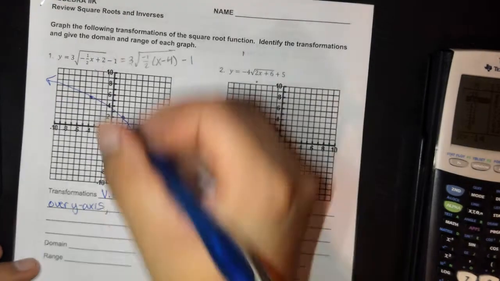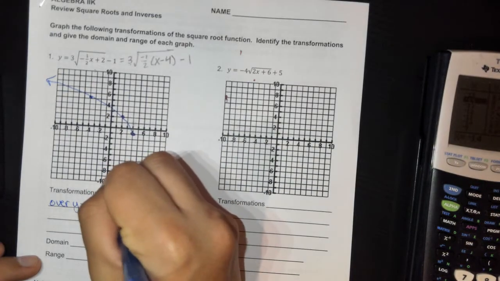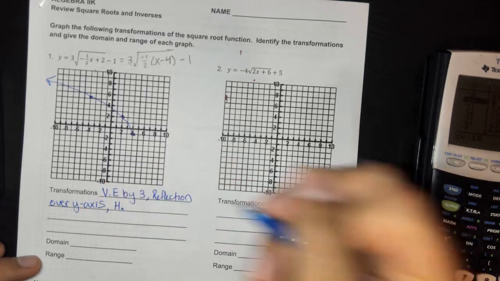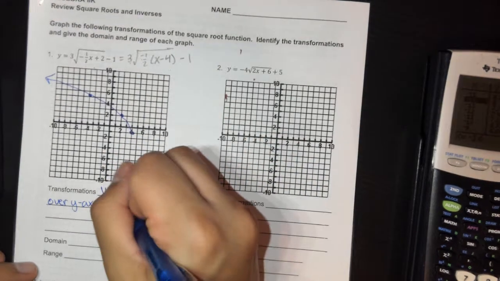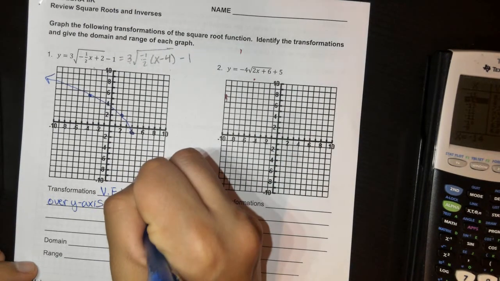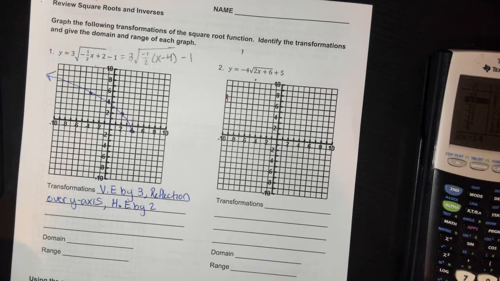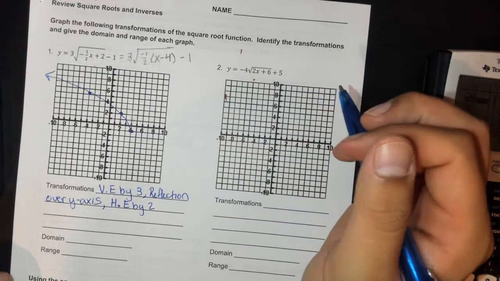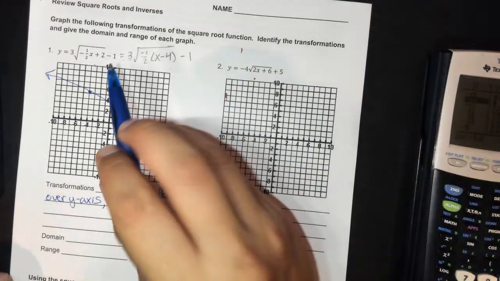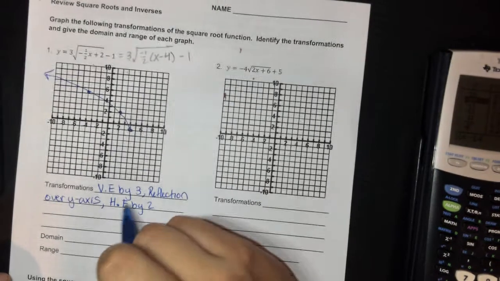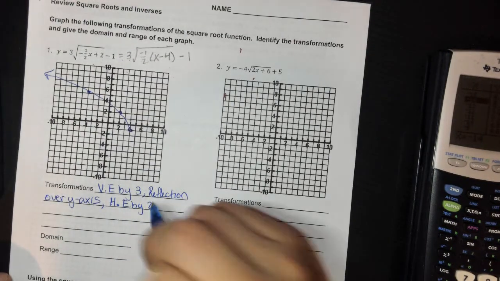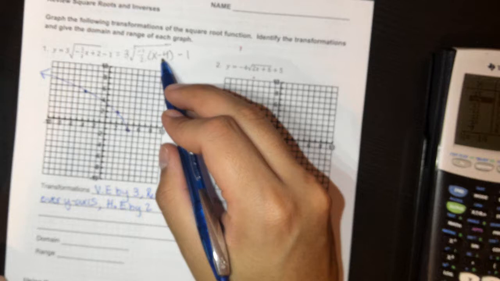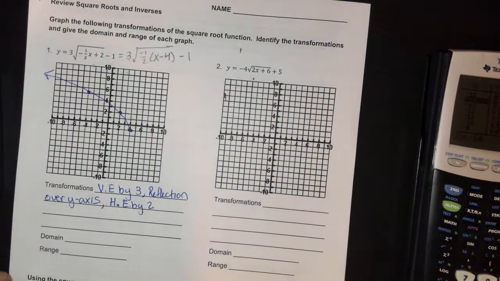Alright, and then the 1/2 is a horizontal, so it's 1/2, so expansion by 2. Let's remember, everything inside is the opposite. So if this was on the outside, you would say vertical compression, but since it's inside the square root, you say horizontal expansion by the reciprocal, which is 2, and then it's also going to shift right 4, down 1.